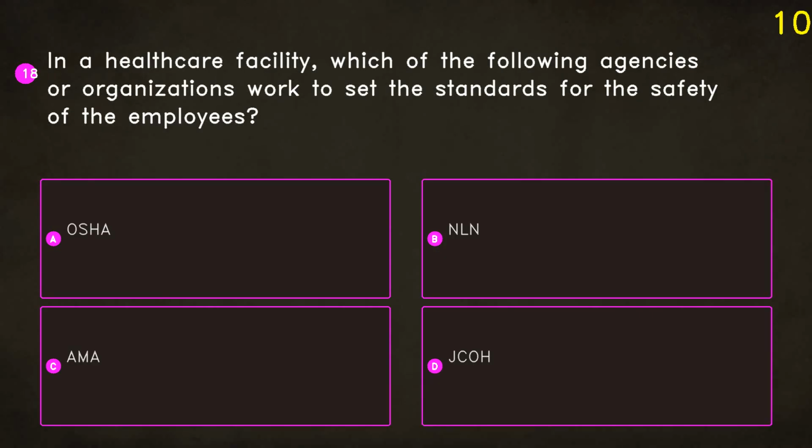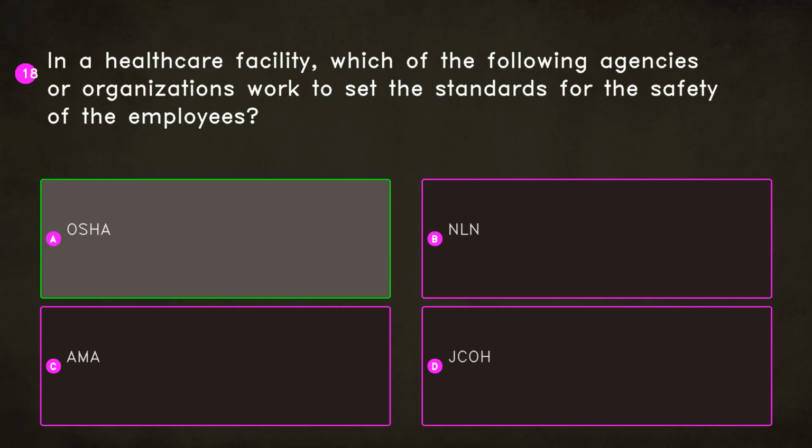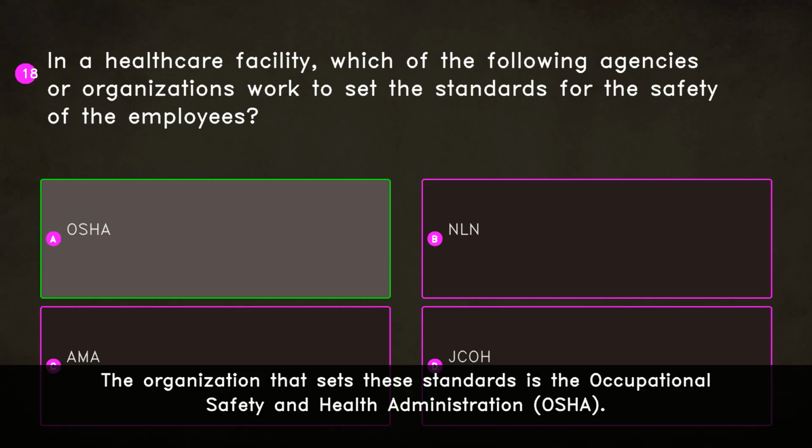Question 18. In a healthcare facility, which of the following agencies or organizations work to set the standards for the safety of the employees? A. OSHA. B. LNC. C. CMA. D. JCAHO. The correct answer is OSHA. The organization that sets these standards is the Occupational Safety and Health Administration, OSHA.